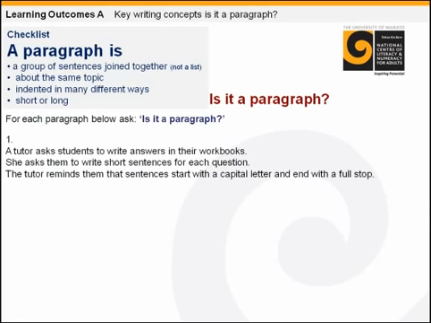One common error when asked to write a paragraph, for example, is that learners often end up writing a list of sentences. It doesn't look like a paragraph yet. So in answer to Is it a paragraph, we look back at the checklist and we see that the first bullet point is a paragraph is a group of sentences joined together, not a list. Therefore, the answer is no, this is not a paragraph yet, it is a list. The learner really just needs to join those sentences together to make them look like a paragraph.